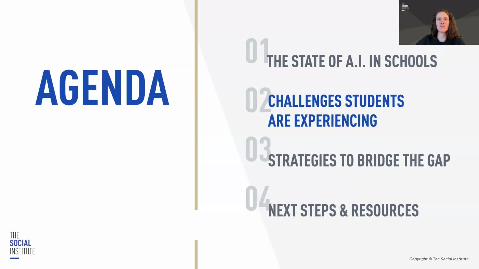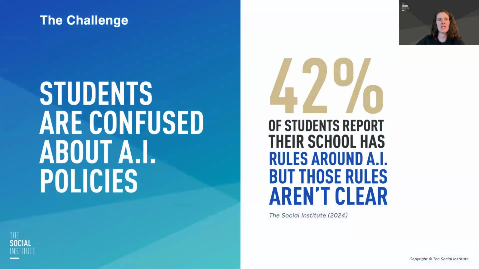But next, we're going to talk about the student experience and specifically some of the challenges that our students are experiencing here. So the first thing I'm going to put up here: students are confused about AI policies. So you may be using this, but we want to think about what we are communicating in our schools and what our students are understanding to be the appropriate use of AI so far. 42% of students report that their school has rules around AI, but those rules aren't clear.